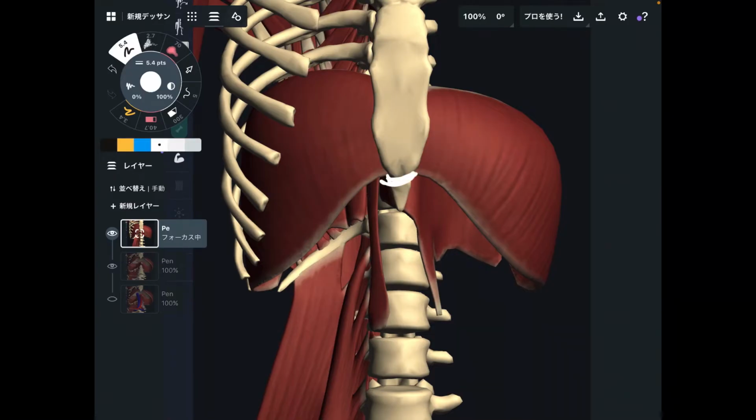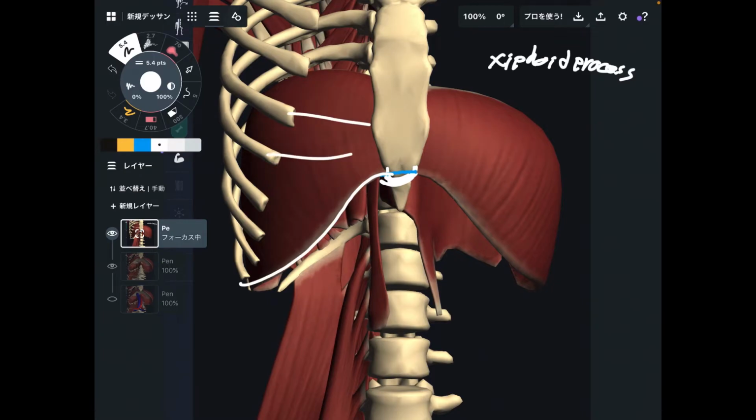This is xiphoid process. Xiphoid process is the most inferior part of sternum, right? Diaphragm attaches just posterior to xiphoid process. Then, what is this part?